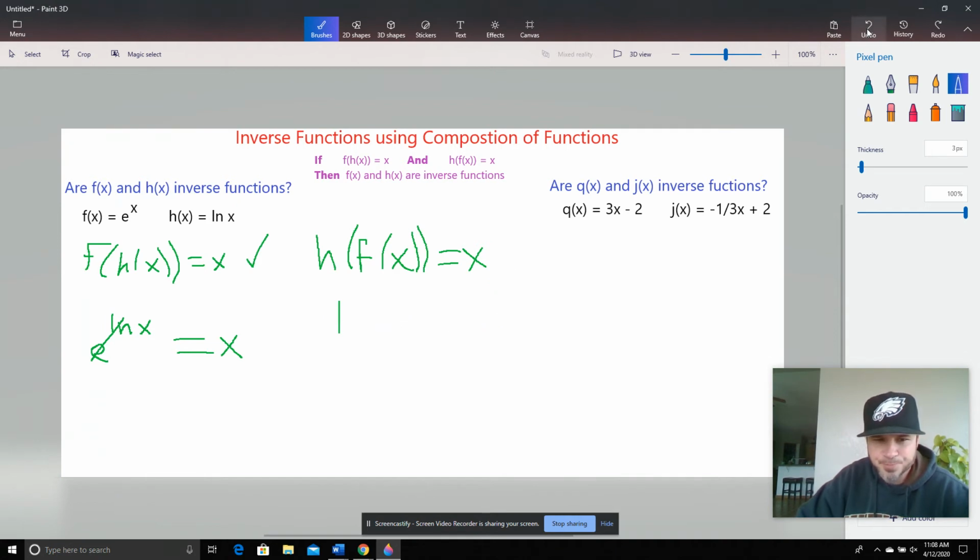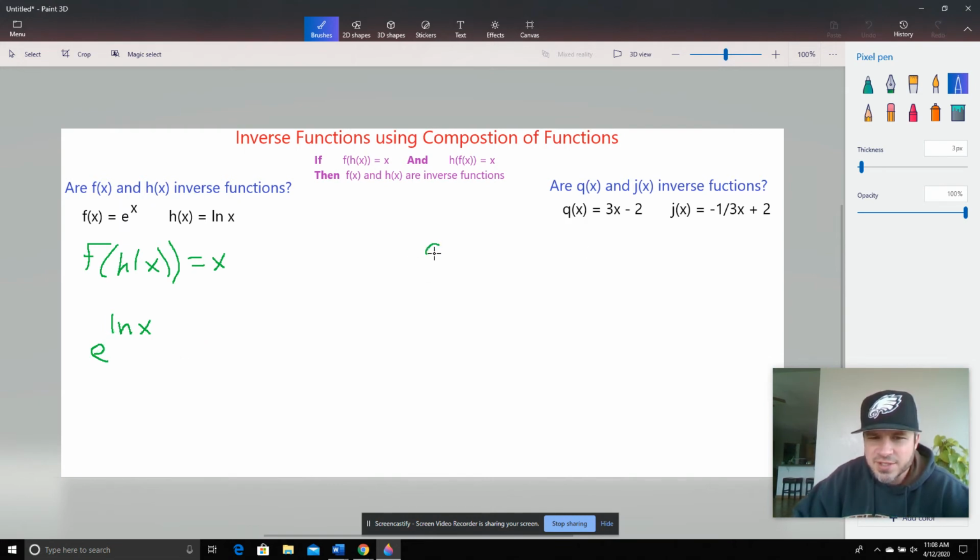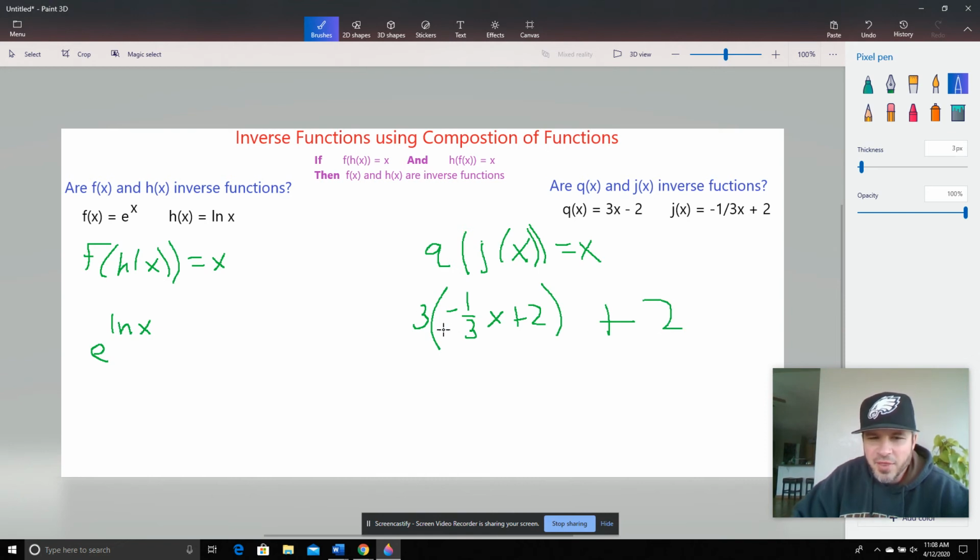So let's try it again with q and j. Are q and j inverses? Let's see. So q of j of x. Let's see if this equals x. We're going to put in q, so keep writing it till we get to an x. Oh, got the x there. We're going to write this other function, 1/3 x plus 2. See how that was just this x? And then we're going to add 2 to it. This guy is going to make -1.